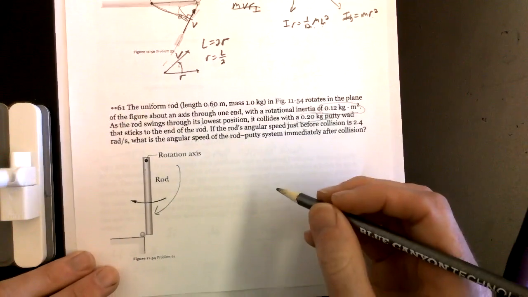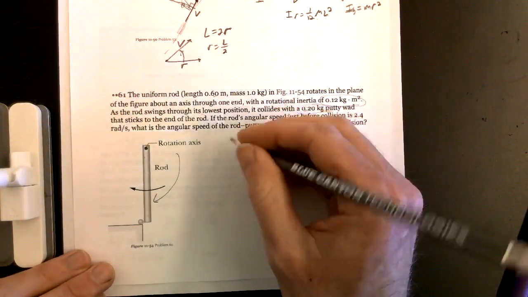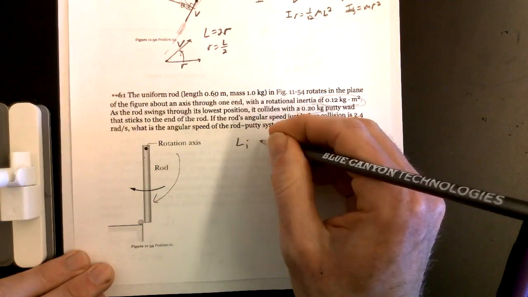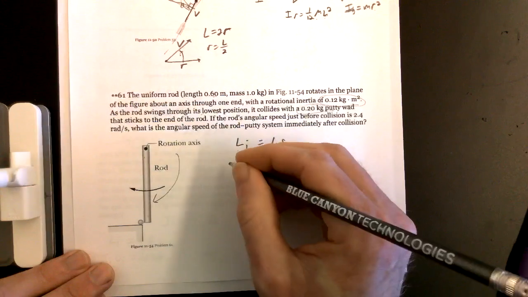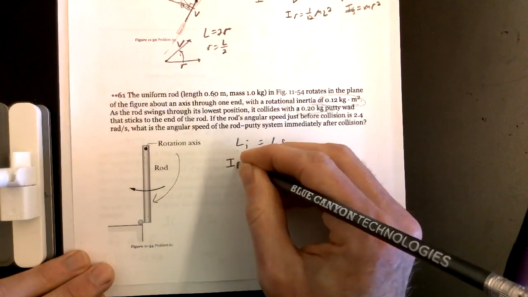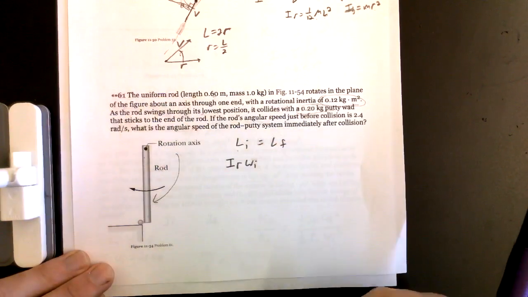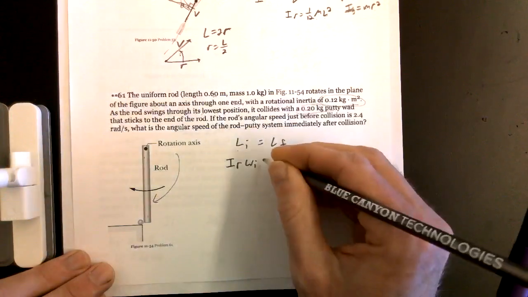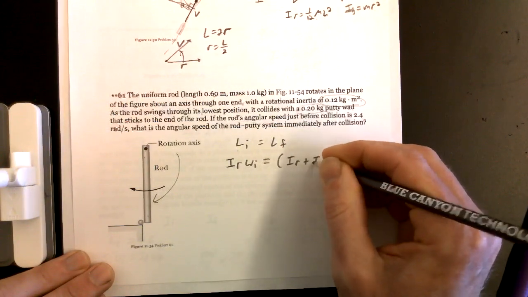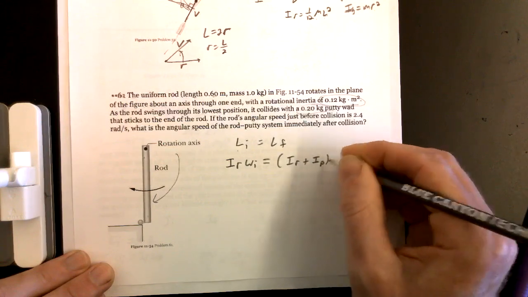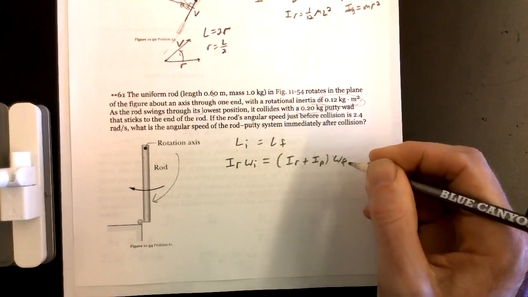So it's just a collision problem, but it's an angular momentum problem. So once again, we're going to start with Li equals Lf. It's conservation of angular momentum. The angular momentum before is going to be the moment of inertia of the rod times the initial speed, which they give you. And then over on this side, we're going to get the moment of inertia of the rod plus the moment of inertia of the putty, I guess, times the final speed.